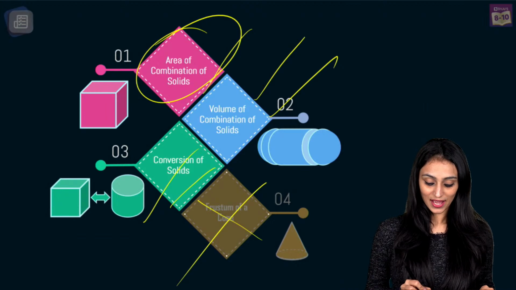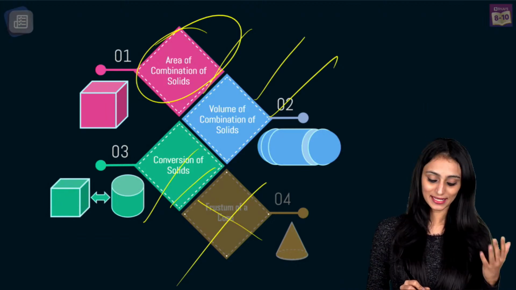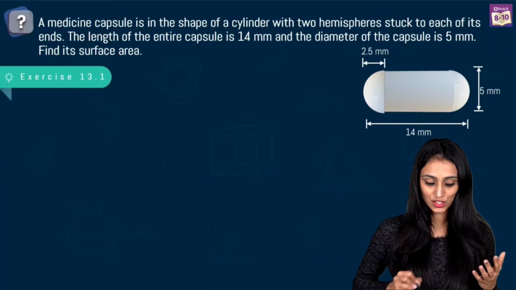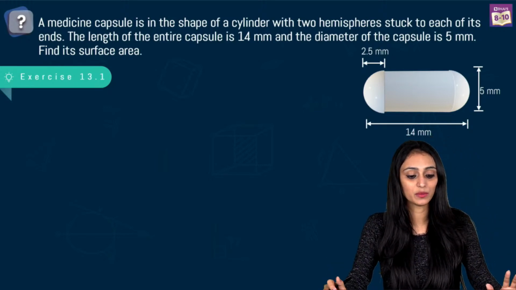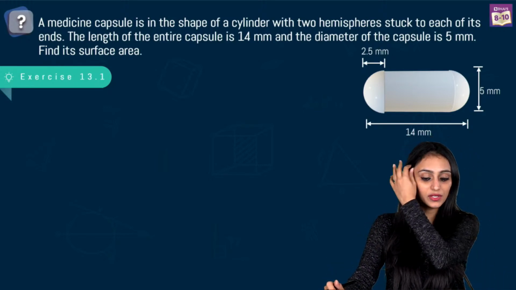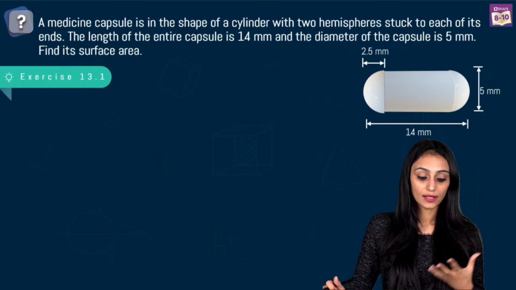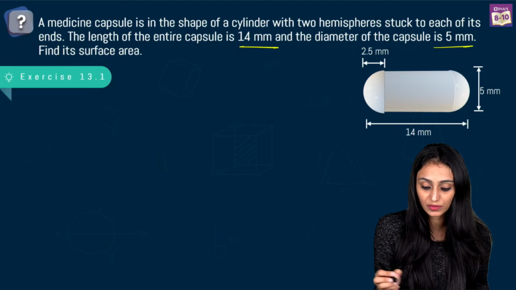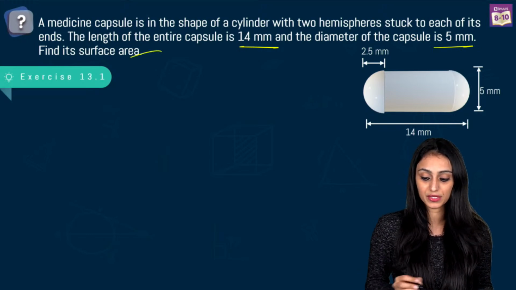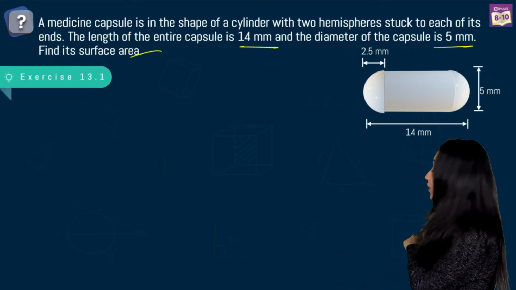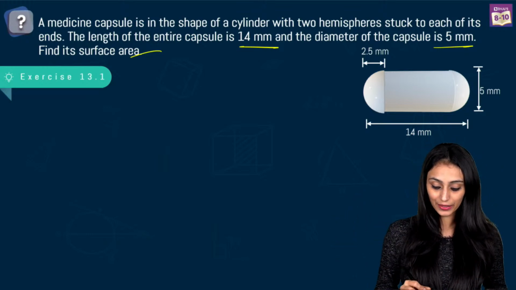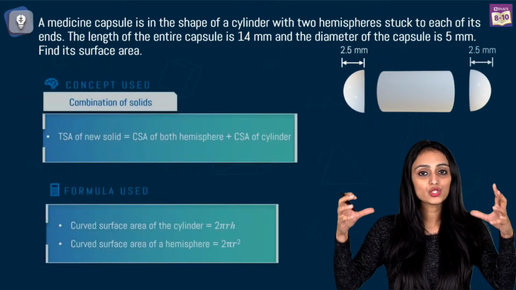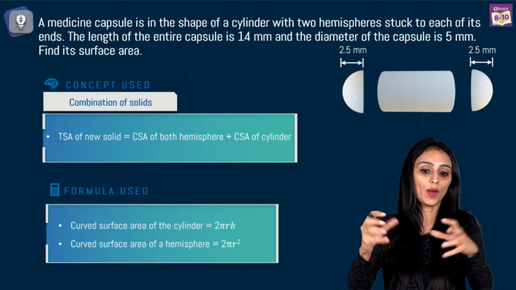All right, so let's not waste any more time here. Let's start the session. Here is the first question. A medicine capsule is in the shape of a cylinder with 2 hemispheres stuck to each of its ends. The length of the entire capsule is 14 millimeters and the diameter of the capsule is 5 millimeters. Find its surface area. You can see this capsule over here, right? You can see that it is cylindrical, plus it has 2 hemispheres attached at its 2 ends, right?